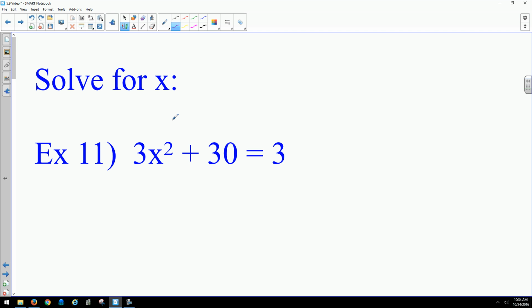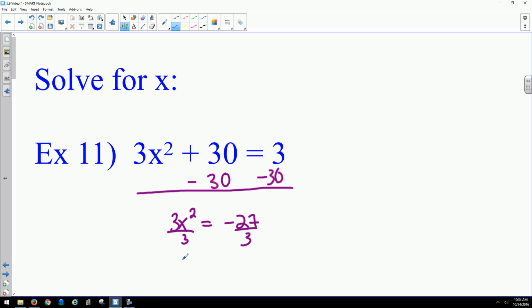All right, so now we get into solving. And when we solve, we can actually do this by just subtracting 30 from both sides. We're going to get into solving quadratics later on this year. Stay tuned. But for now, I'm just going to subtract 30 from both sides. And so I have 3x squared is equal to negative 27. Divide both sides by 3. And so x squared is equal to negative 9.